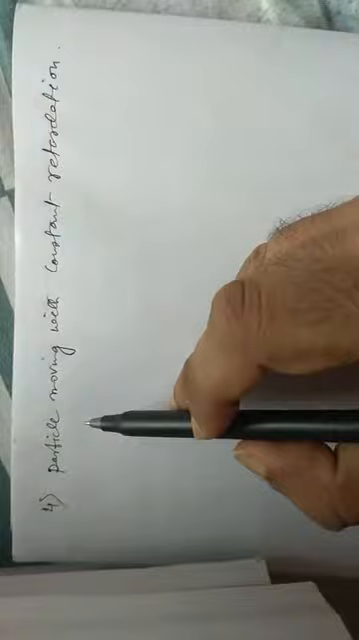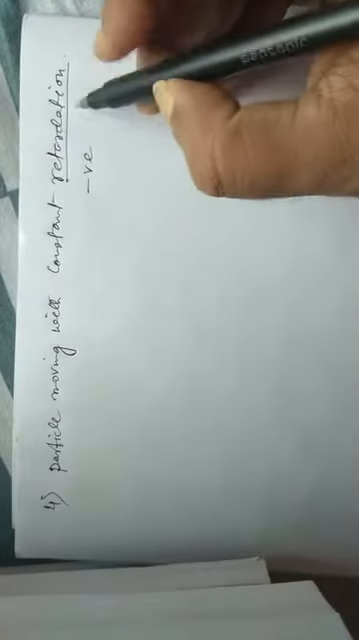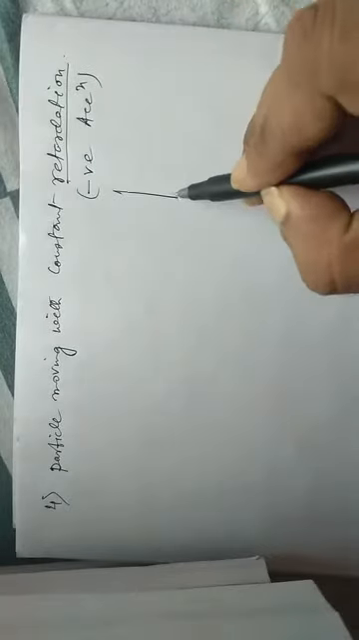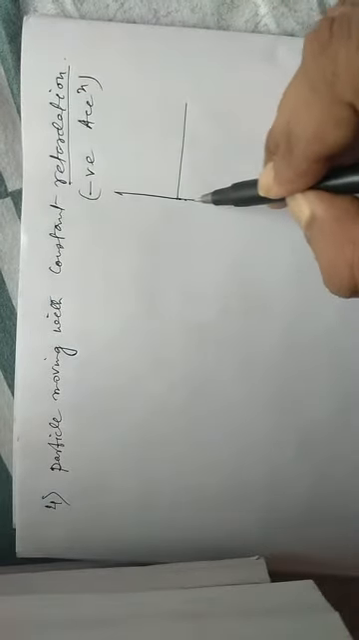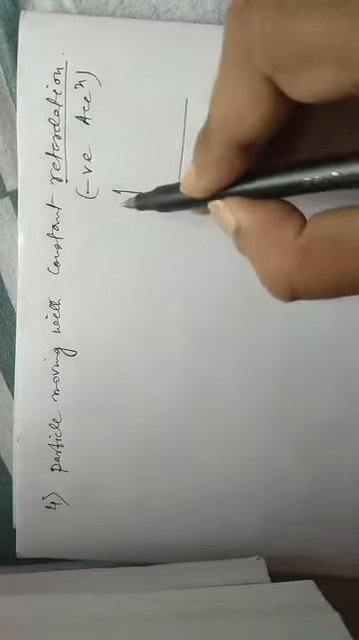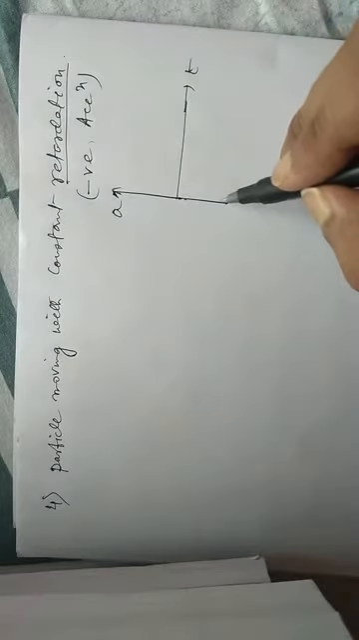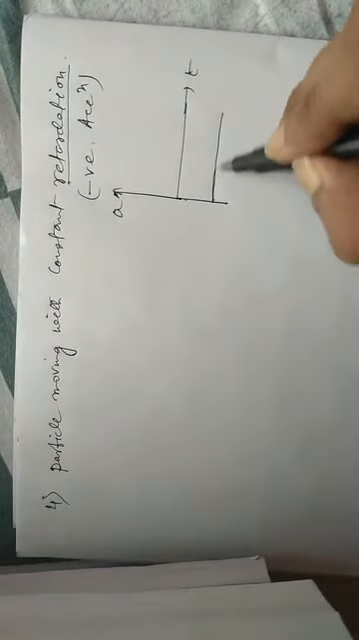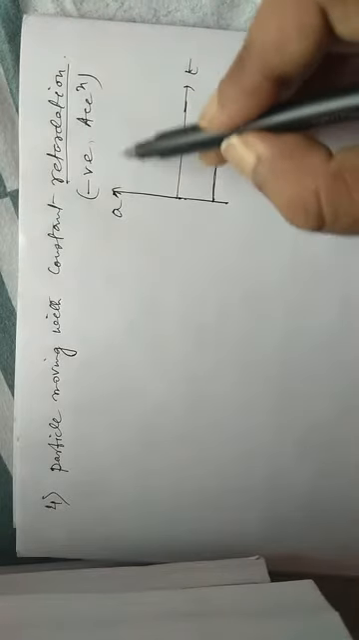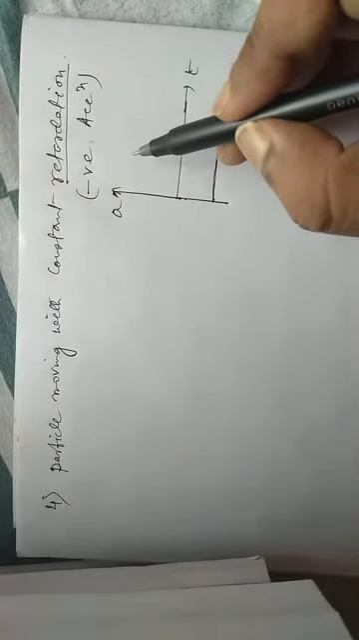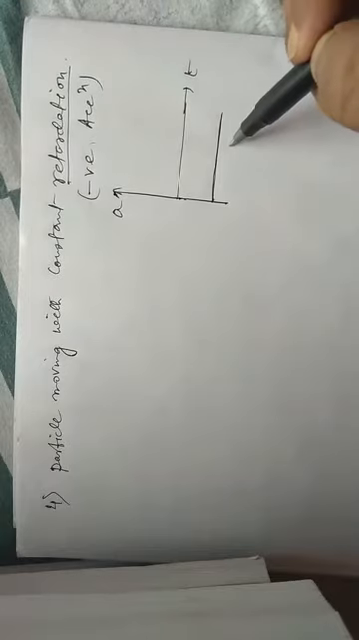The last of this category is particle moving with constant retardation. Now, retardation can also be written as negative acceleration. Retardation is also known as negative acceleration. Here also we try to draw the acceleration time graph first. Now, as this is negative acceleration, therefore the graph will be like this. It will not be on the positive side of the y-axis. It will be on the negative side of the y-axis.